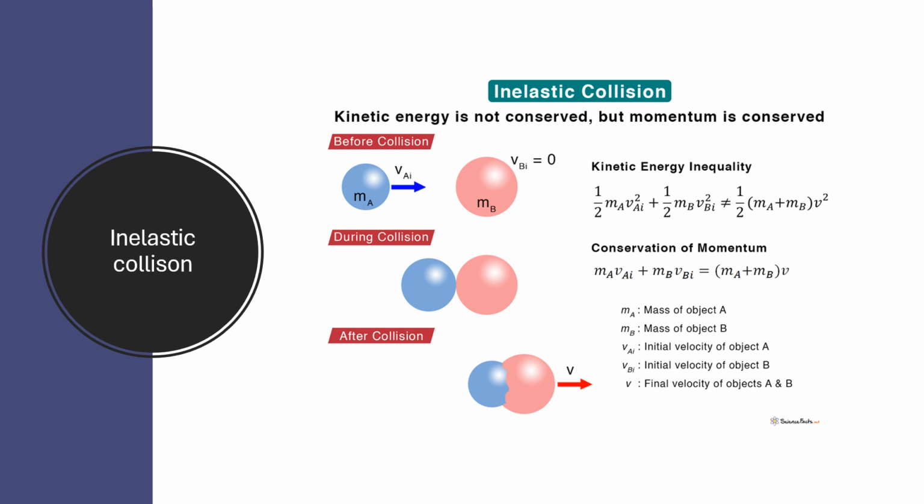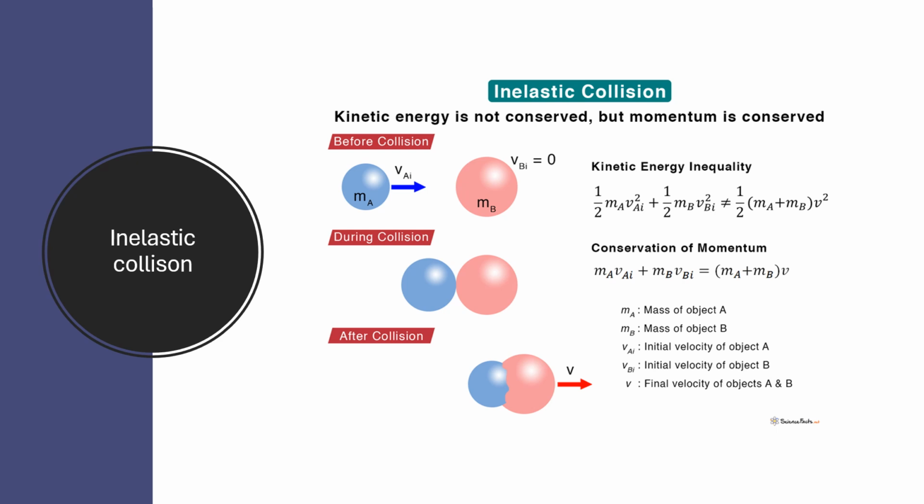An example of inelastic collision is dropping a ball of clay on the floor. A perfectly inelastic collision is a special case of inelastic collision. In this type of collision, when two bodies collide with each other, both of the bodies stick together and move further as a single body.